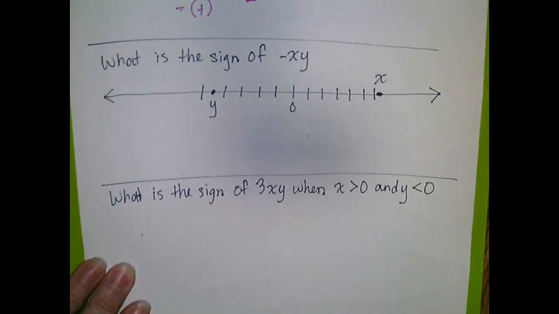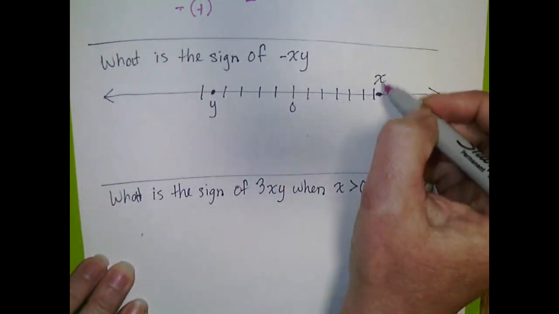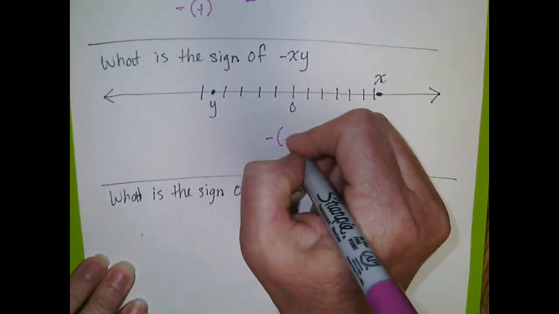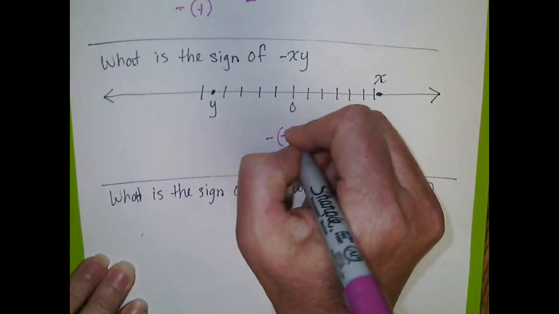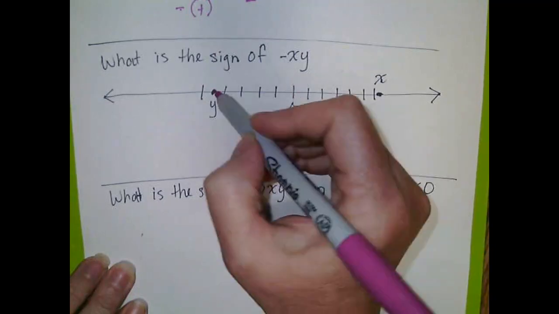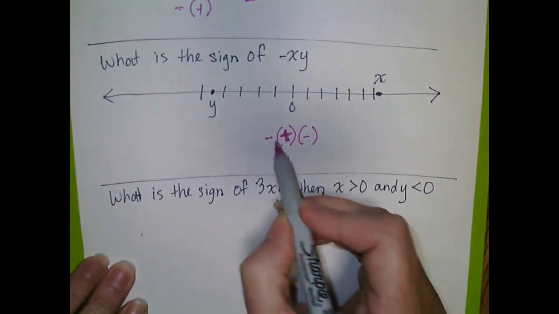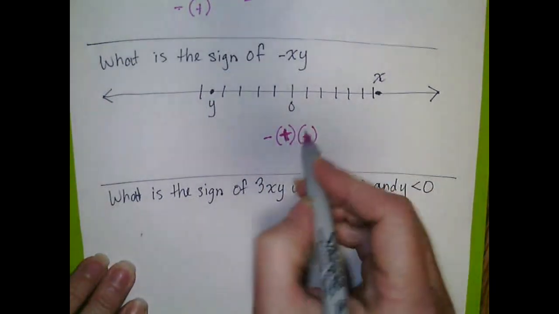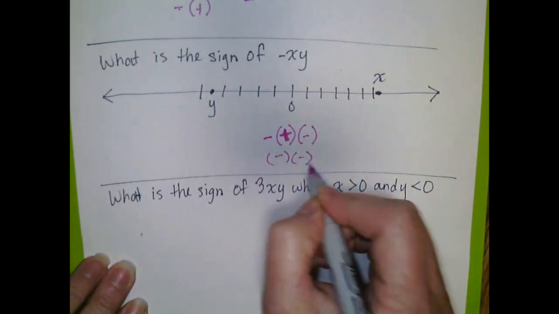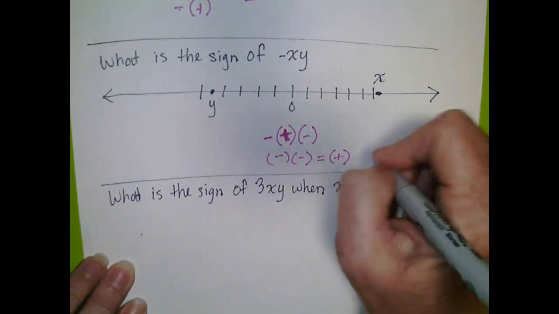What is the sign of negative xy? Right here it shows you that x itself is positive. So I'm going to put a plus sign in place of the x. Oops. There we go. There's the plus sign. And then for the y, well, it's less than 0, so it's negative. So we have a negative times a positive, which is negative. And then we got a negative times a negative, which is positive. So our answer is positive.